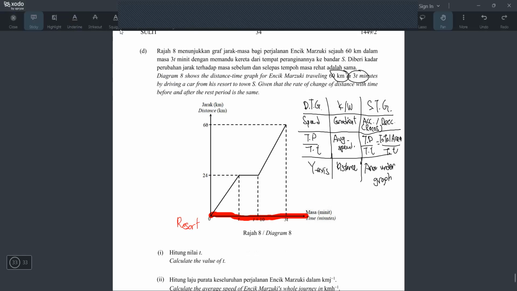Okay, and then I also can highlight this one. Highlight this one and then write, use blue color. I write resort, a resort, and then town S, like that. Okay, so like that, and then given that the rate of change of distance, let me tell you what is rate of change of distance.